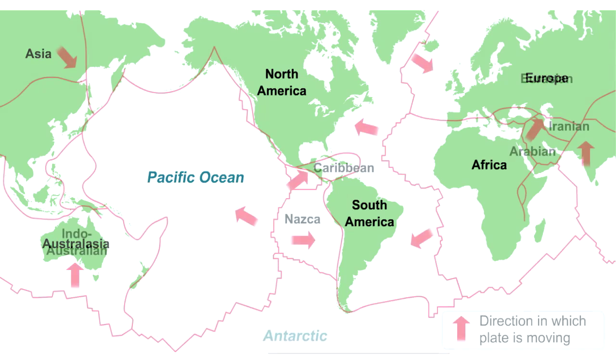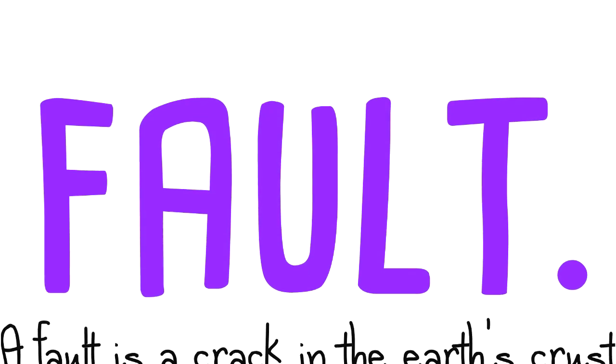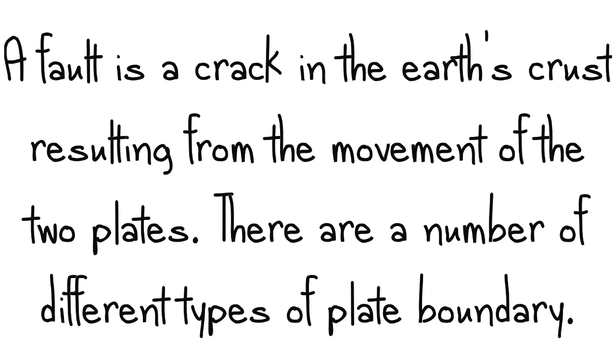This map shows the world's tectonic plates. The boundary where two separate plates meet is where all the action occurs and is called a fault. A fault is a crack in the Earth's crust resulting from the movement of the two plates. There are a number of different types of plate boundary. First is the destructive plate boundary.